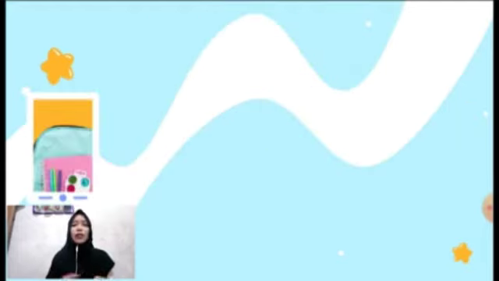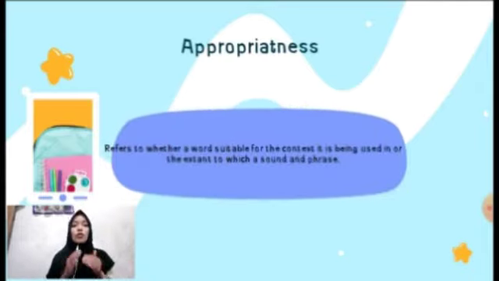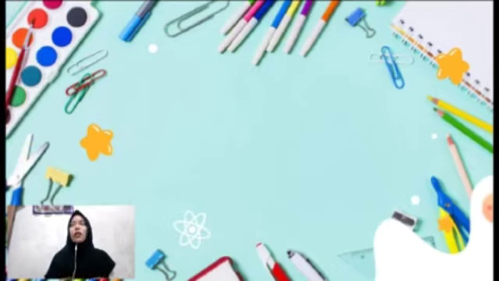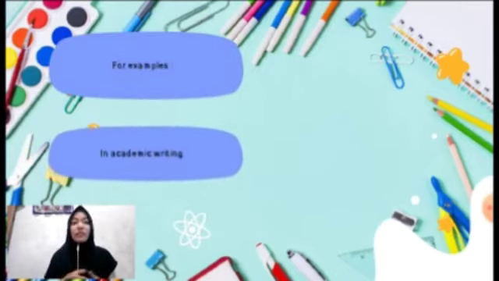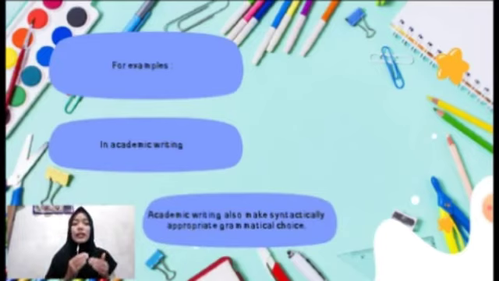Next, we talk about appropriateness. What is appropriateness? Appropriateness refers to whether a word is suitable for the context it is being used in, or the extent to which a sound and phrase fits. For example, in academic writing, academic writing also makes syntactically appropriate grammatical choices. So, as we know, academic writing is a formal writing.